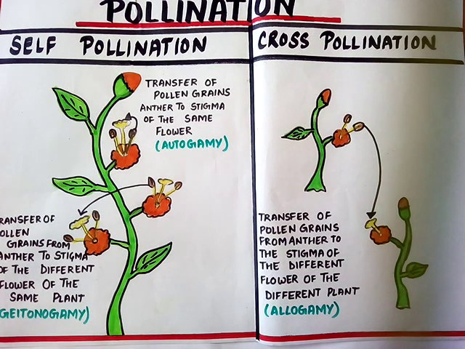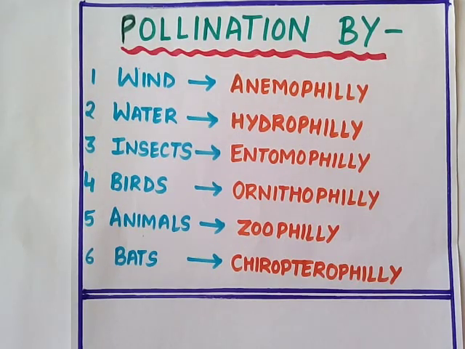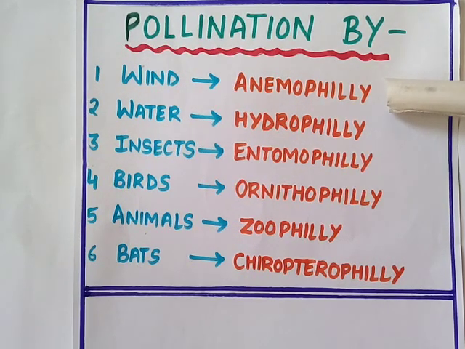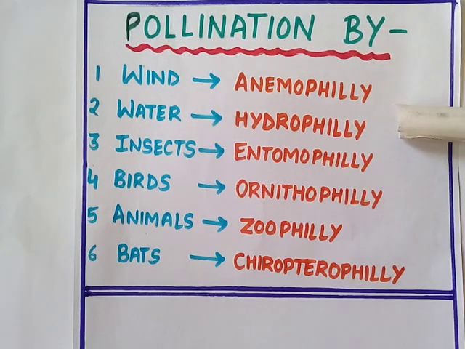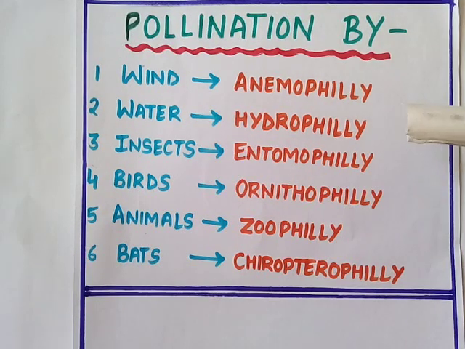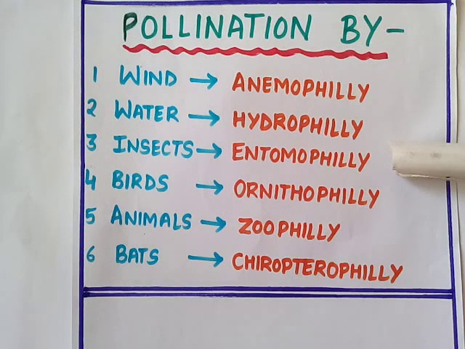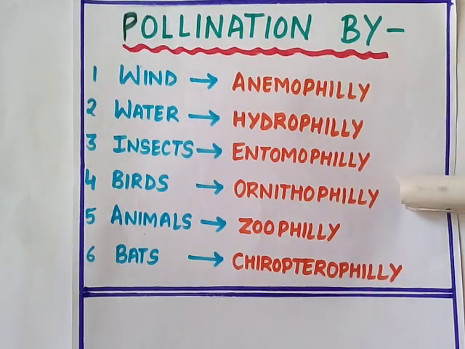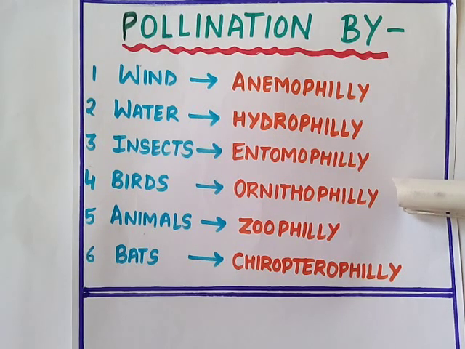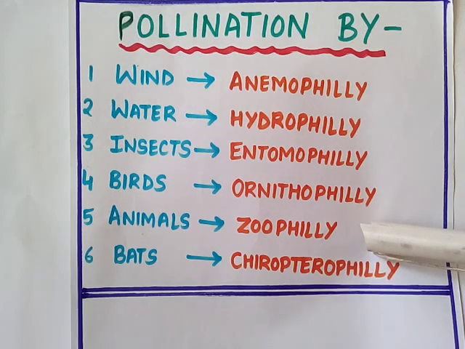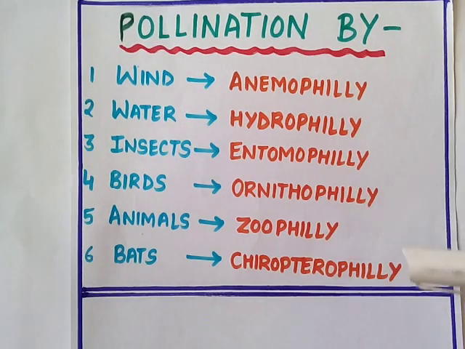There are several agents of cross-pollination. The two commonest agents of cross-pollination are insects and wind. So there are certain terms depending upon the agent of pollination. When the pollination is done by wind, it is known as anemophily. When the pollination is done by water, it is known as hydrophily. Pollination done by insects is known as entomophily. When the pollination is done by birds, it is known as ornithophily. When the pollination is done by animals, it is known as zoophily. And when the pollination is done by bats, which are mammals, it is known as chiropterophily.